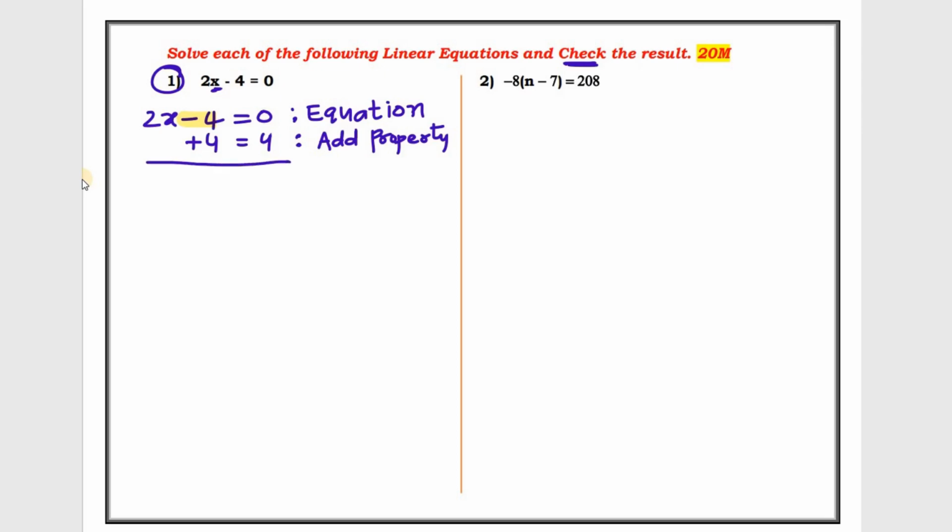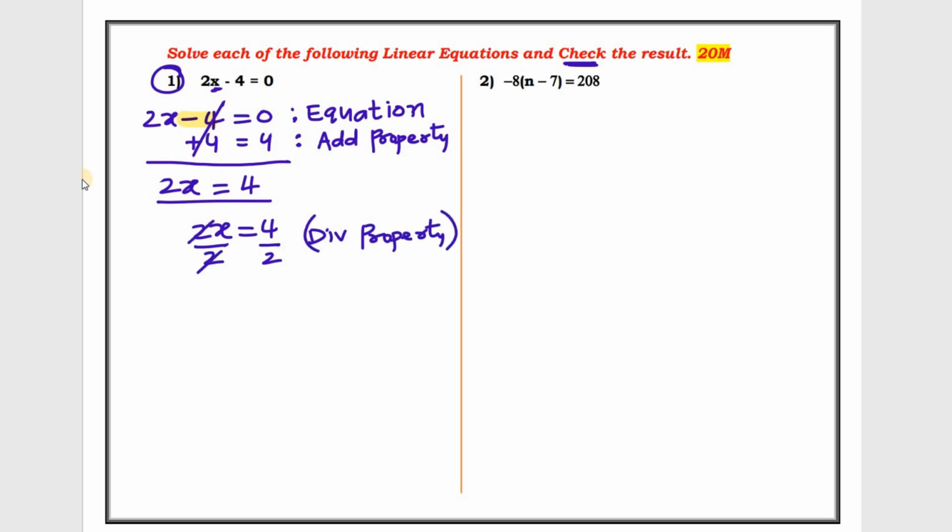Now let's see, positive 4 and negative 4 give nothing. So 2x is remaining, which is equal to 0 plus 4, that is 4. So I got 2x is equal to 4. One more step we have to go to get the solution. So 2x is equal to 4. I am dividing by 2 on either side, so I have used the division property.